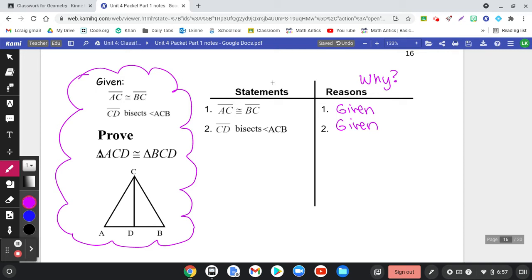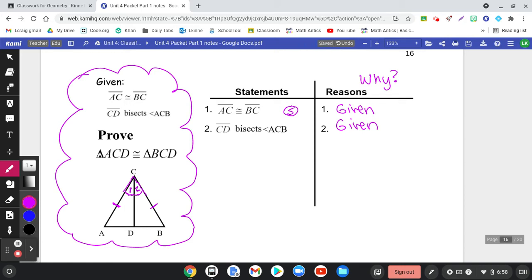So AC is congruent to BC. Let's mark that. AC is congruent to BC. All right, so we have a side. I'm going to put a little S there. Now, CD bisects angle ACB. So this angle right here is being bisected. All right, so that means that if it's being bisected, it's being cut in half. This is congruent to this. And that's going to be one of our statements. And instead of saying angle ACD and BCD, we're just going to call those 1 and 2.